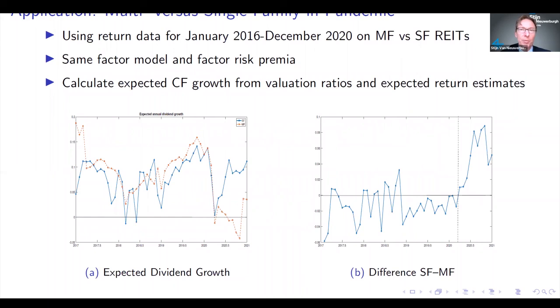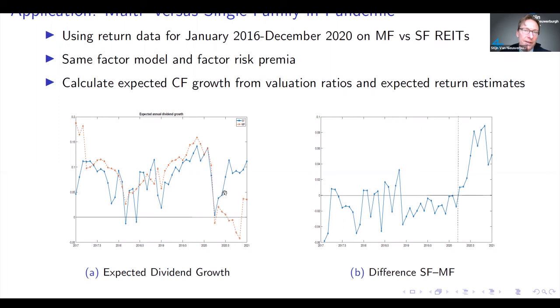As a final point, let me apply this framework to one more interesting setting, namely the multifamily versus single family REIT setting. I obtained REIT data for both of these sectors from NAREIT as well. I use the same factor model and the same factor risk premium estimates that I've shown you so far, and I back out expected cash flow growth from valuation ratios and expected return series for single family in blue on the left panel and multifamily in red. Interestingly, you see that cash flow growth expectations are tracking each other for single family and multifamily REITs very closely, and they fall together in March of 2020.